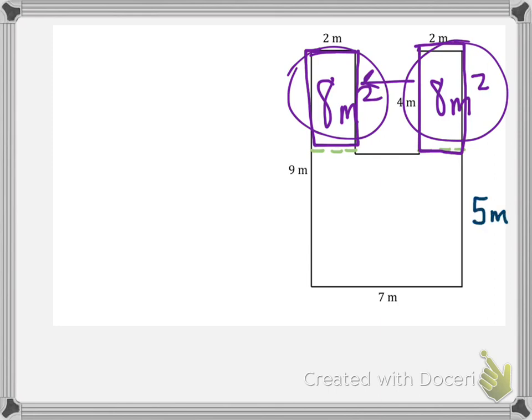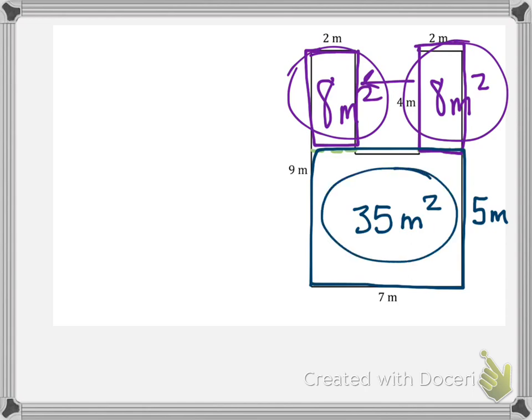So what I really have here is a 7 by 5 rectangle, which is 35 square meters. So then I just add the three pieces: the 35 square meters, plus 8 is 43, plus another 8 is 51 square meters. And that's how much space is inside of that composite figure. That's decomposing. And let me go back and I'll show you composing.